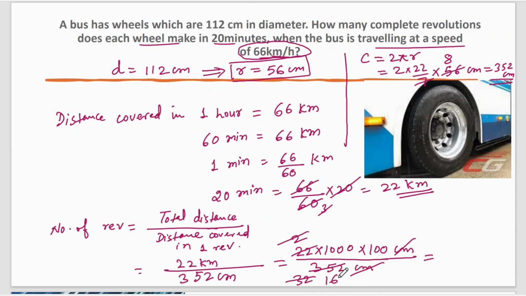Now you can take 2 easily, this will go 16 times. Again 4 times you can cancel out, you will get 25 here. Okay, now again you will cancel this out, you will get 250 here, and then finally the whole calculation will give us 6250 revolutions. So this is your final answer. Okay, the question was very easy, we just have to understand it in a very simple and step by step way. Okay, don't skip the video.